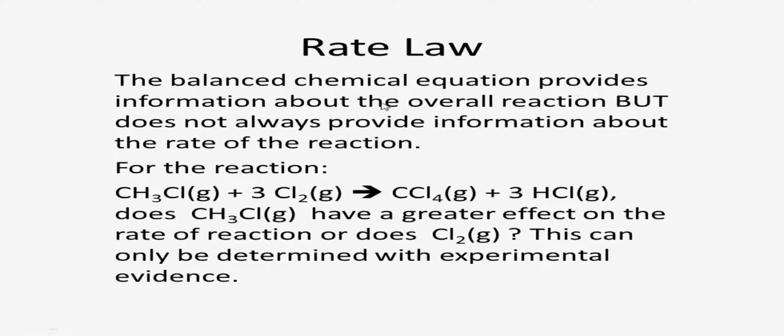If we look at this example here, we know that 1 mole of CH3Cl is going to react with 3 moles of Cl2 and produce some products. Now, if I change my concentration of CH3Cl, that doesn't really tell us whether my reaction is going to occur more quickly or more slowly. It just tells us that potentially if I increase the amount of CH3Cl and I increase the amount of Cl2, I'm going to get more products. But it has nothing to do with how quickly or how slowly that will occur. This can only be determined using experimental evidence.